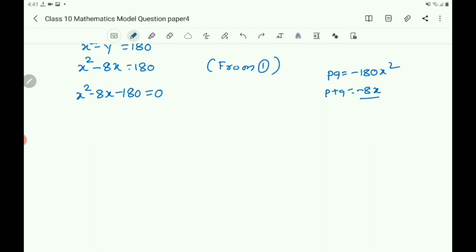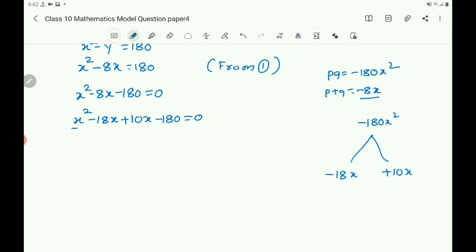You know that 180 is equal to 18 tens, and 18 minus 10 is 8. So you can write minus 180 x square. The factors are minus 18x plus 10x. Then you can write x square minus 18x plus 10x minus 180 equals 0.